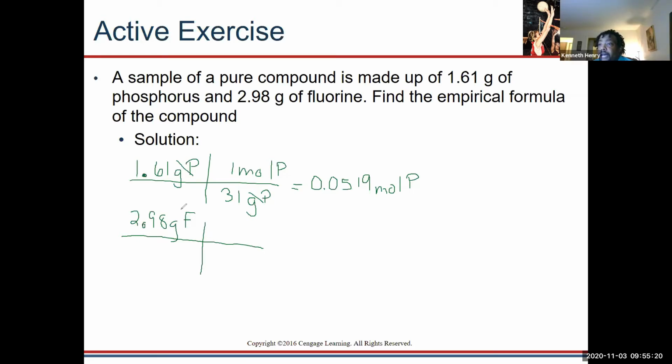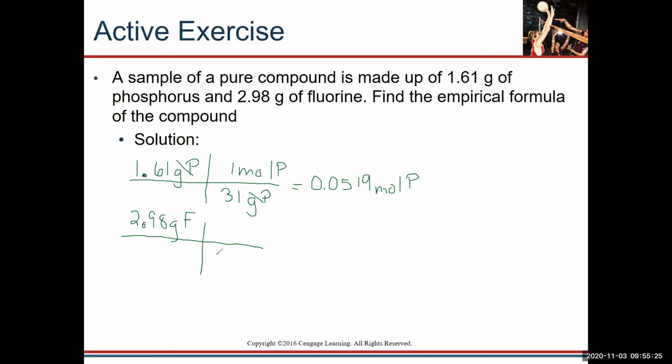Okay, and then what about fluorine? 19 divided by 19. Okay. It's 0.157. Okay.